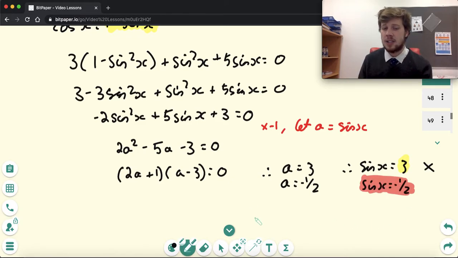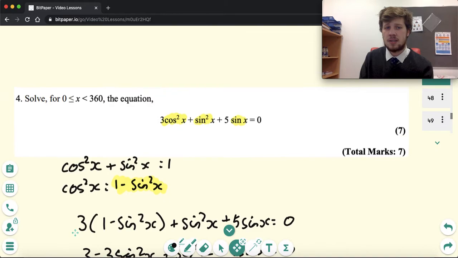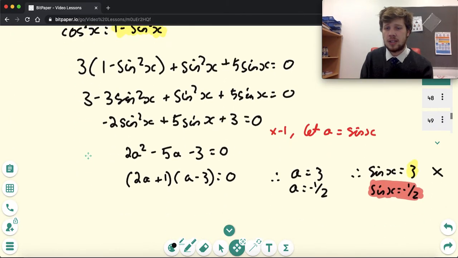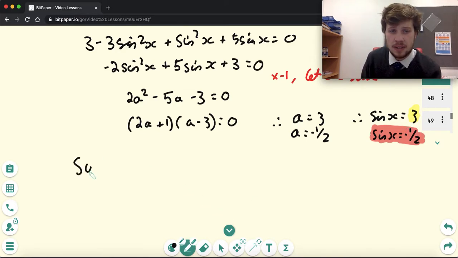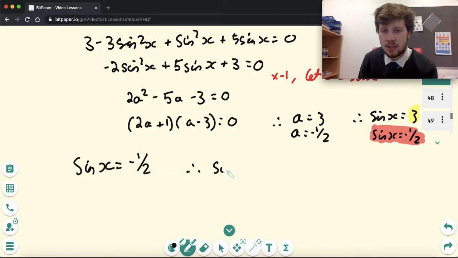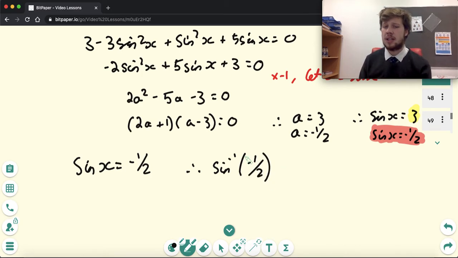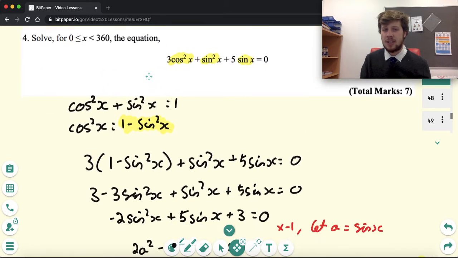What I need to do is find all of the answers for that between 0 and 360. If you put sine x equals negative a half on your calculator, you'd have to do sine to the negative 1 of negative a half, but your calculator will only tell you an acute angle, and it would give you negative 30 degrees. Once we get to this stage, we need to recognise that negative 30 isn't between our range.